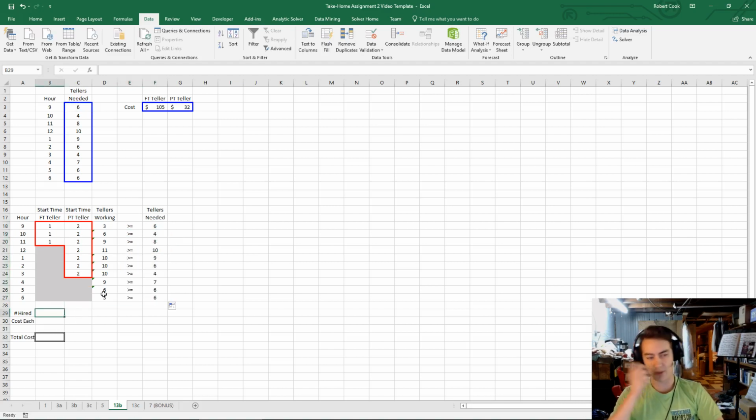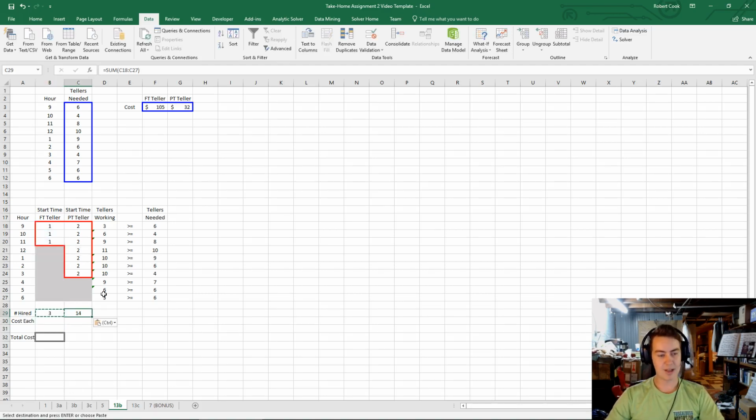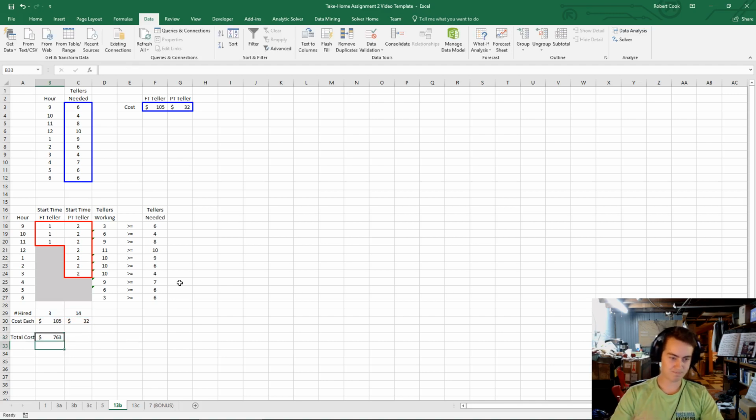Now, there's one more thing. We need to pay different employees by different pay rates. So I need a sum, and just to make things easy, I'll just sum the whole thing for both. Of course, that's filling in quite a few unnecessary cells, but it's not the worst thing. And then we reference our cost for each employee. And then we take a sum product of the employees we hired and the cost for each. And that gives us a $763 total cost.